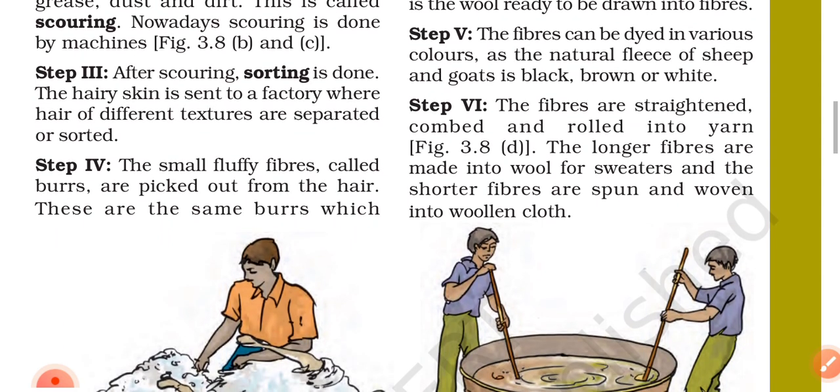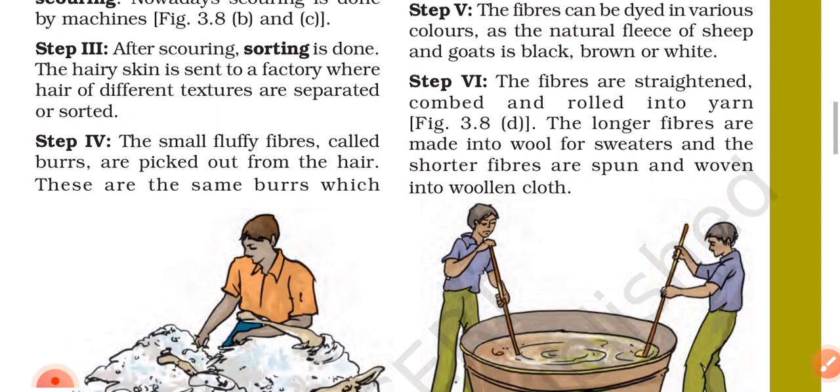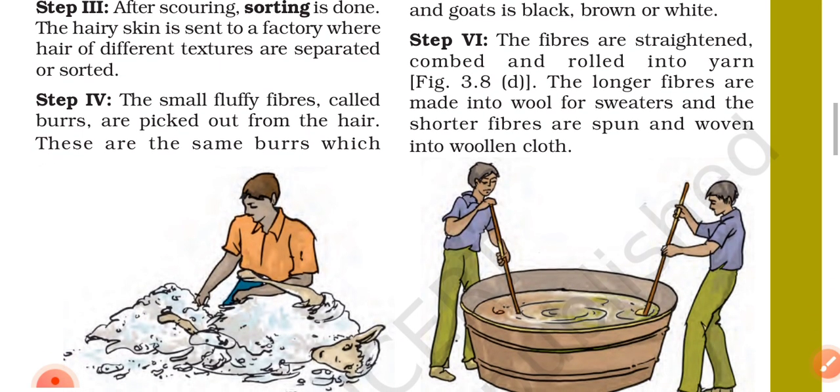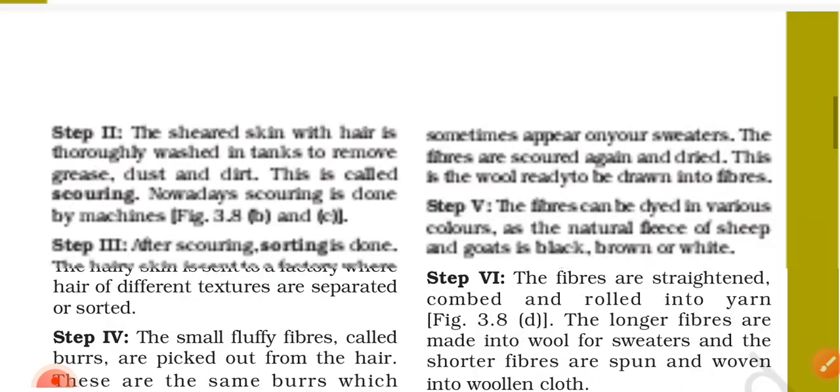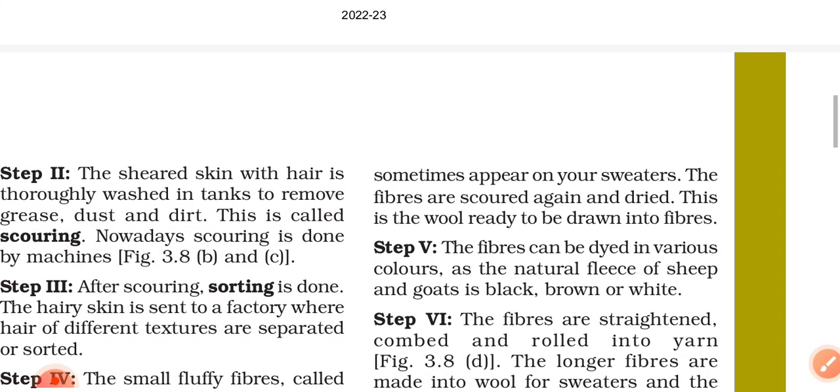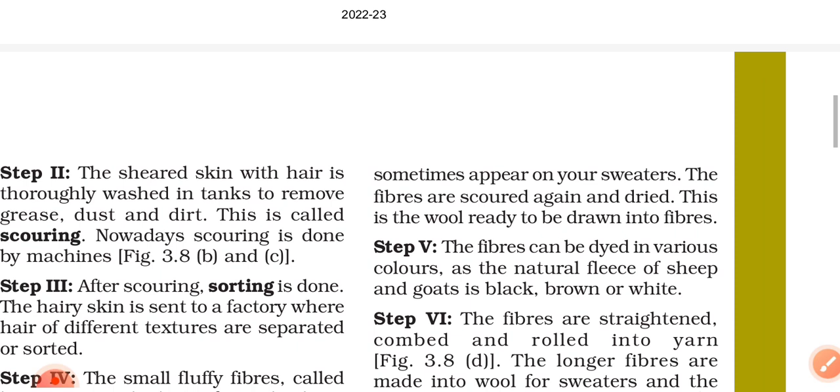Step 3. After scouring, sorting is done. The hairy skin is sent to a factory where hair of different textures are separated or sorted. Step 4. The small fluffy fibers called burrs are picked out from the hair. These are the same burrs which sometimes appear on your sweaters. The fibers are scoured again and dried. This is the wool ready to be drawn into fiber.